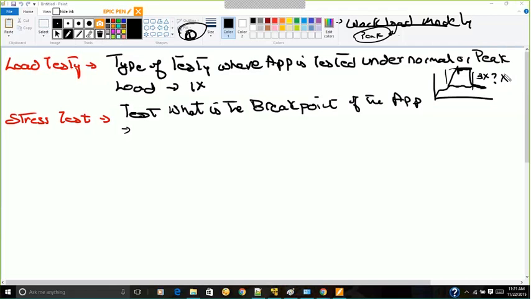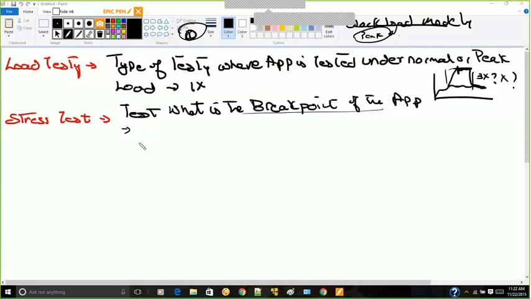At one point, the application cannot handle this many requests coming in. It also requires memory and CPU processing. When it's not able to process so many requests, it will break down. We want to know at what point this breaks down, at what point my application will break. That is the test that we do in stress test.